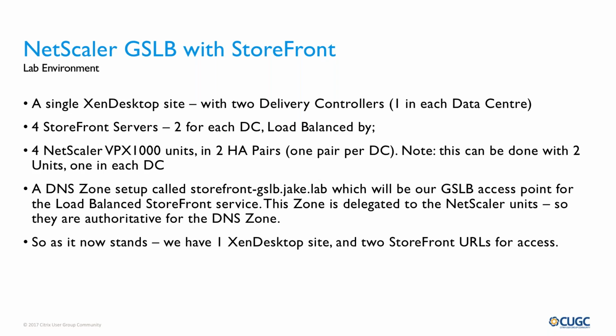I've set up a DNS zone called storefront-gslb.jake.lab. That's my lab internal domain name, and that's going to be our access point for the service. And that zone actually gets delegated to the NetScalers, so they're authoritative for the zone. I'll explain a little bit more about that shortly. So essentially, as it now stands, we've got 1 XenDesktop site, and I've got 2 StoreFront URLs for access. So I've got a StoreFront URL for each data center.